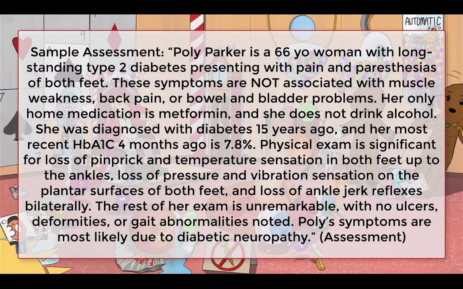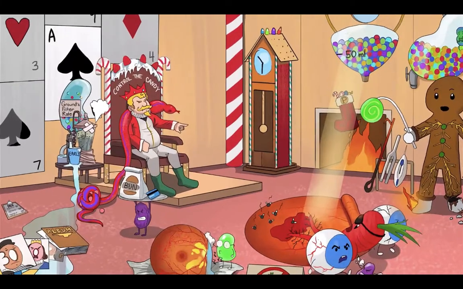Physical exam is significant for loss of pinprick and temperature sensation in both feet up to the ankles, loss of pressure and vibration sensation on the plantar surfaces of both feet, and loss of ankle jerk reflexes bilaterally. The rest of her exam is unremarkable, with no ulcers, deformities, or gait abnormalities noted. Polly's symptoms are most likely due to diabetic neuropathy.